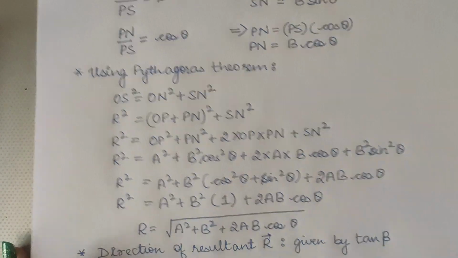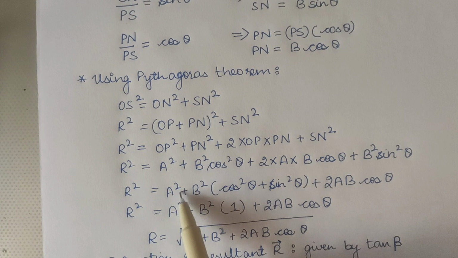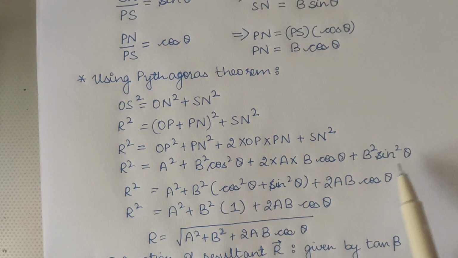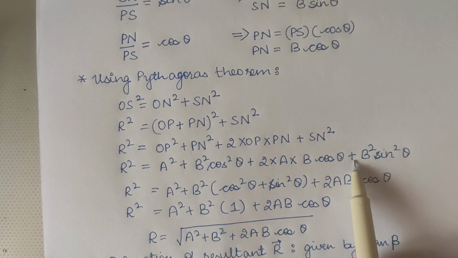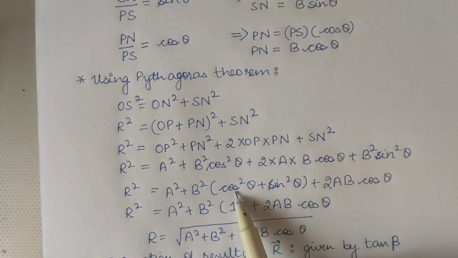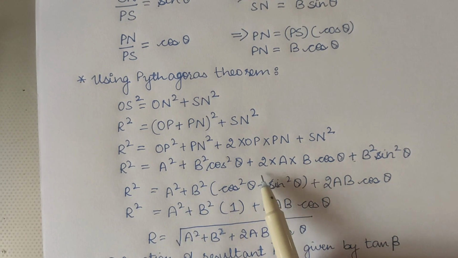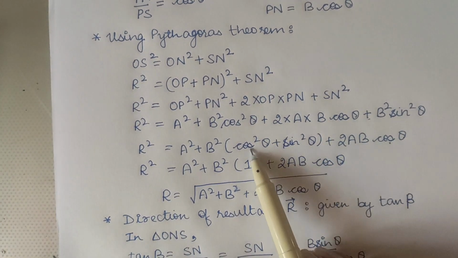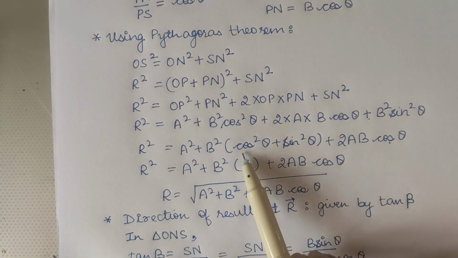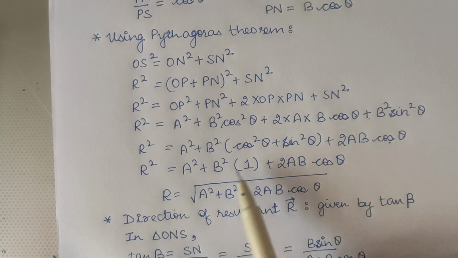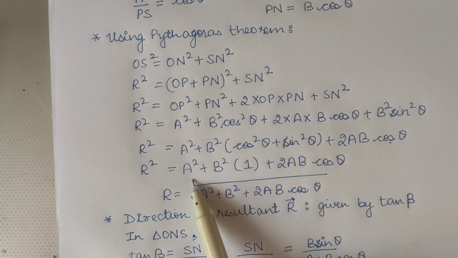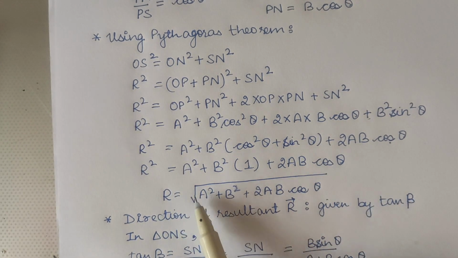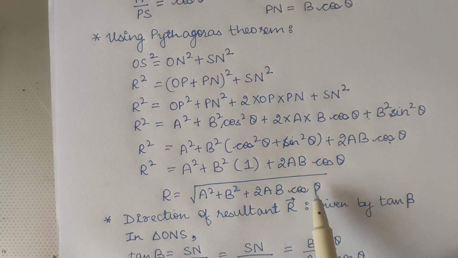So now let us go for the mathematical calculation. R square is equal to A square. We are clubbing these two terms, B square cos square theta and B square sin square theta. So B square is common in both the terms, and in the bracket we have cos square theta plus sin square theta. Then we are writing this term again, 2AB cos theta. Now we know that cos square theta plus sin square theta is equal to 1. So I'm just substituting it with 1. So R square becomes equal to A square plus B square plus 2AB cos theta. So R would be under root A square plus B square plus 2AB cos theta.